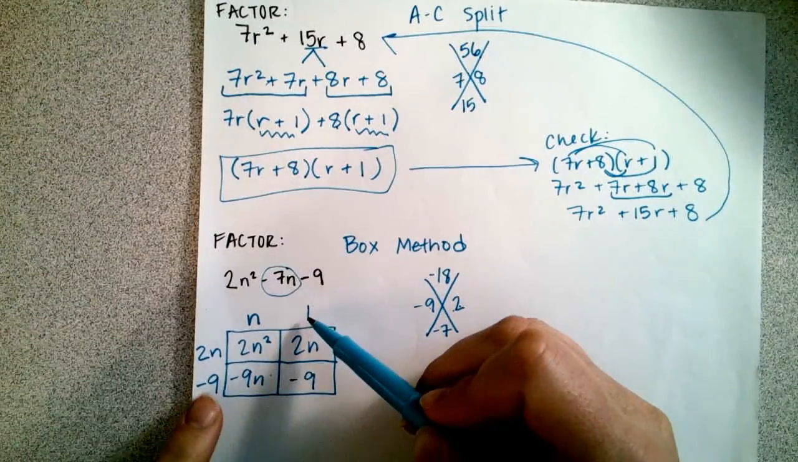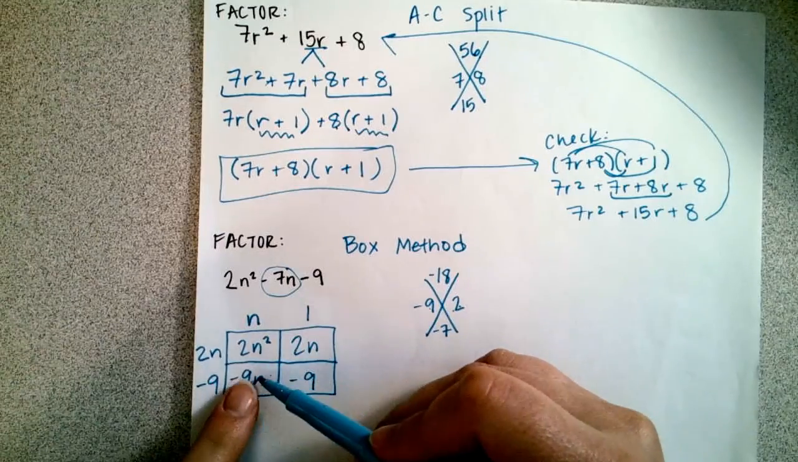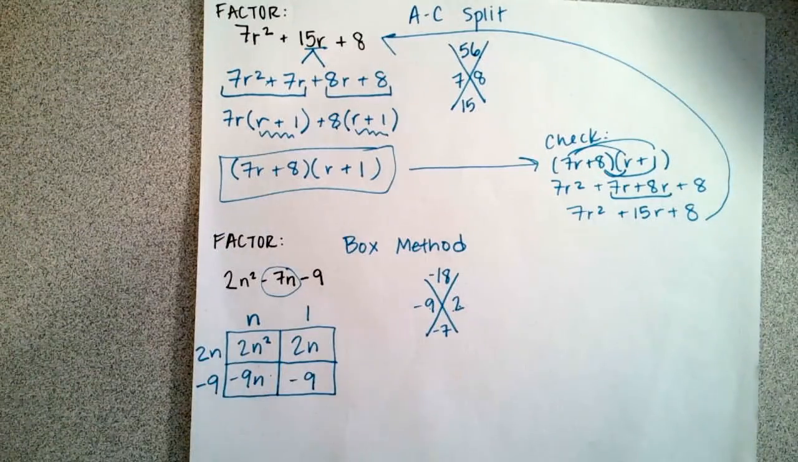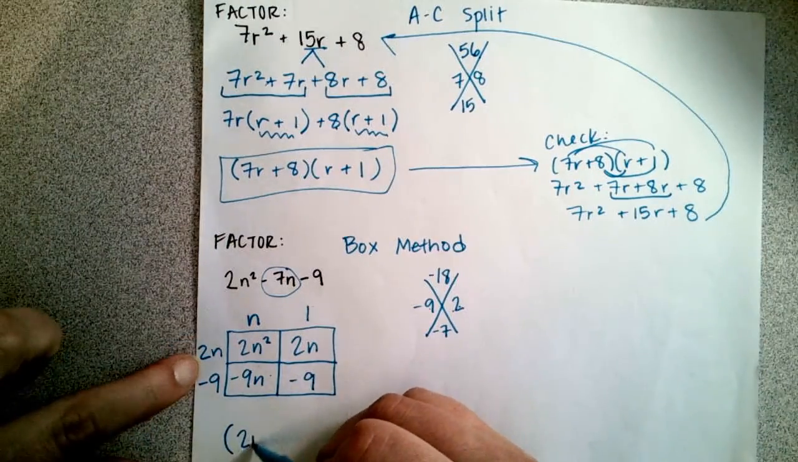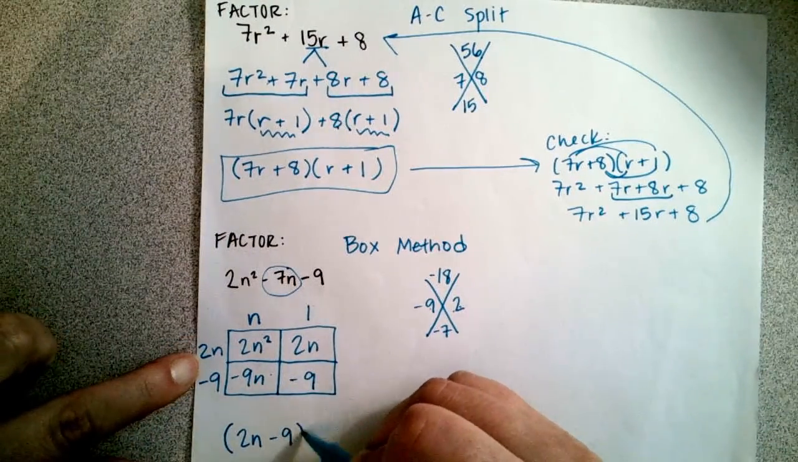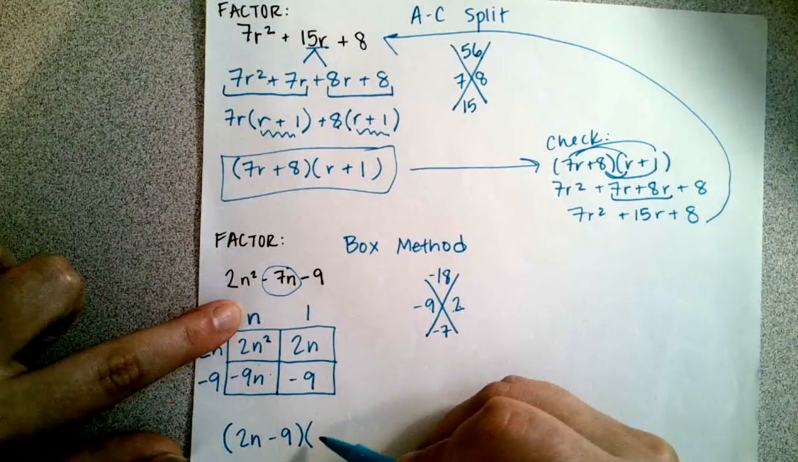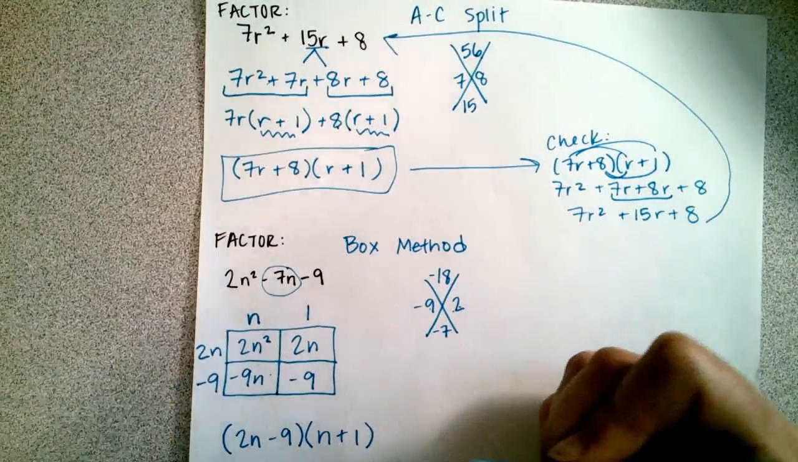As a reminder, with the box method, you want to check to make sure that your areas are all correct, especially with your negatives. So just do a mental check to make sure your areas are right. And if they are, you're set. What's on the side is one of your factors, so 2n minus 9, and your other factor is what's on the top, n plus 1.